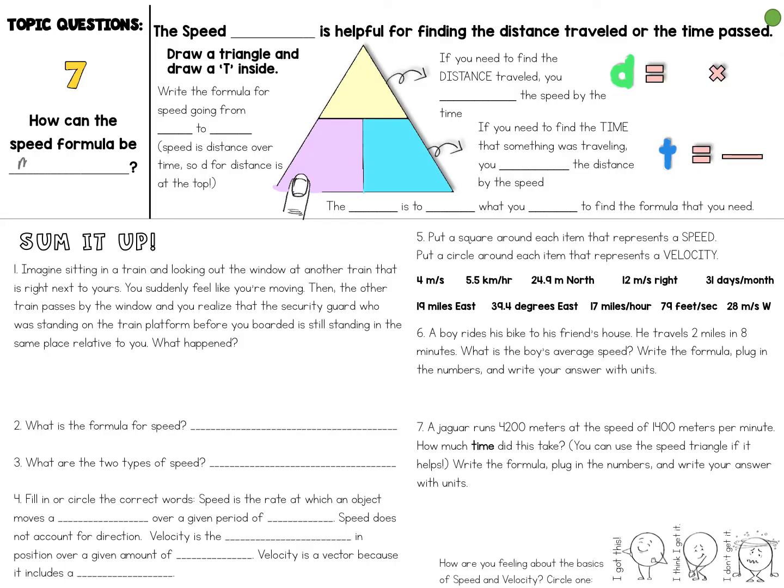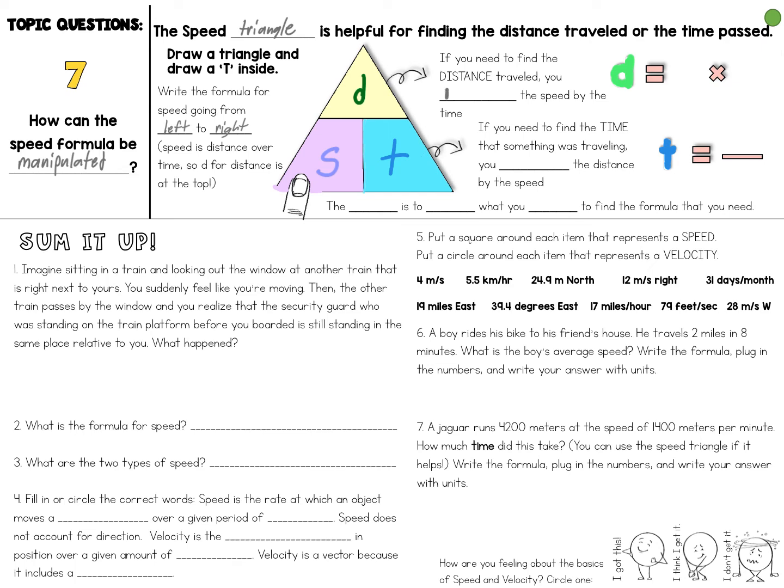Finally, let's consider topic question number 7. How can the speed formula be manipulated? Well, the speed triangle below is helpful for finding the distance traveled or the time passed. So you're going to draw a triangle and make a T inside. Write the formula for speed going from left to right. Speed is distance over time. So D for distance is at the top and T for time is at the bottom.